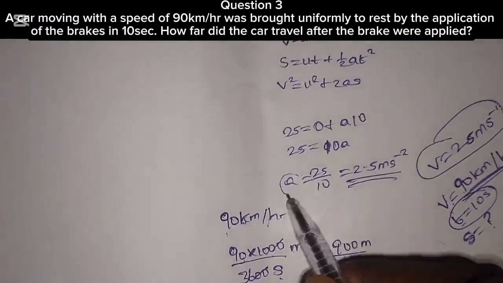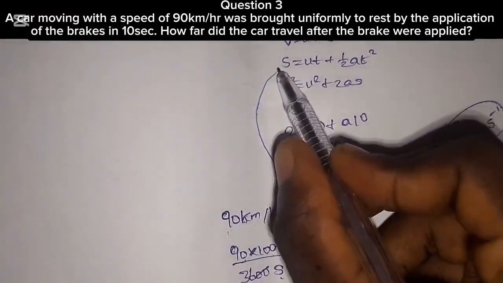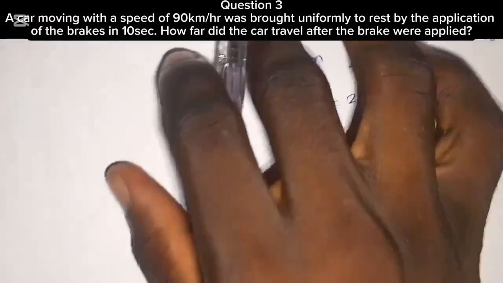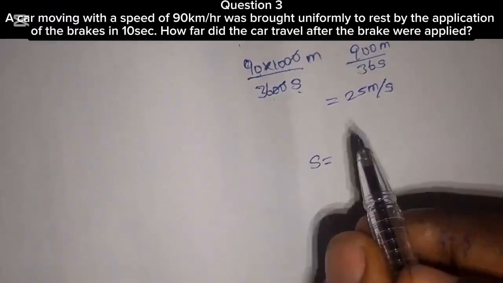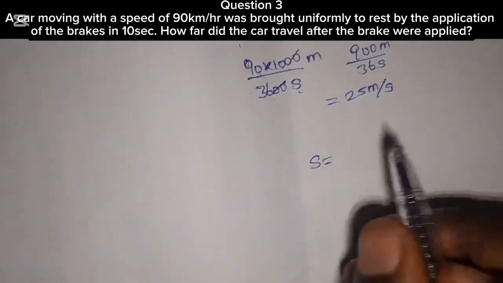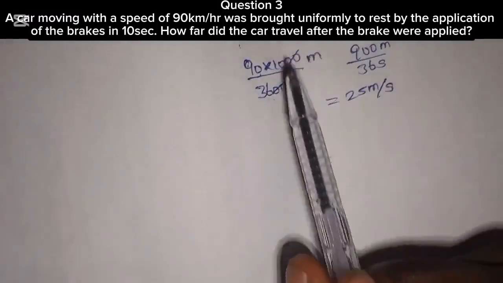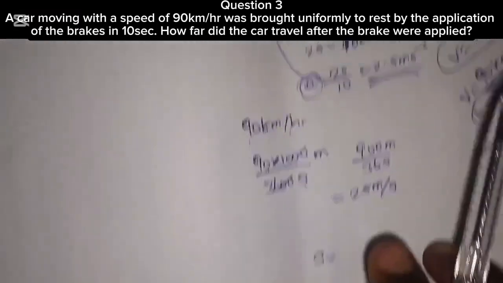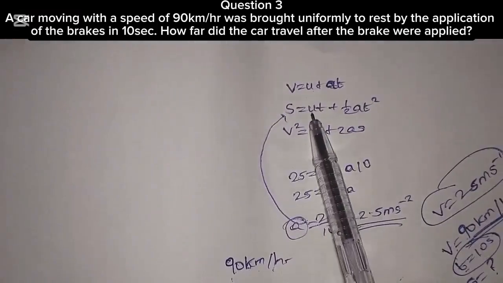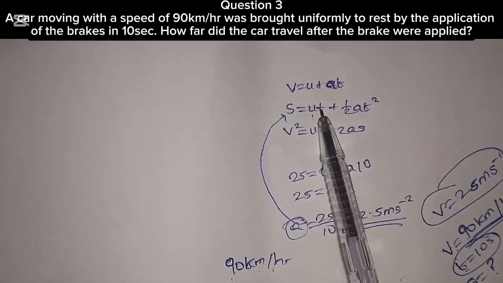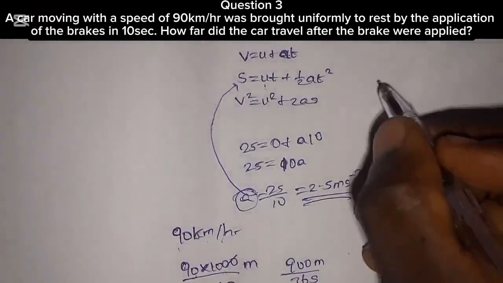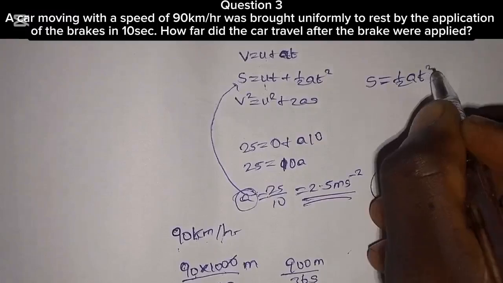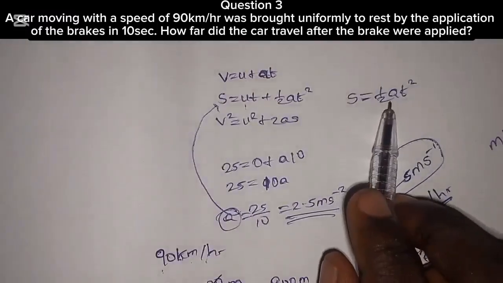Now this acceleration that we get, we input it into this second equation so that we can use it to look for the distance. So therefore S will be equal to U times T, and U is 0. You remember U is 0. So 0 times T gives 0. So we'll be left with S equals half AT squared.